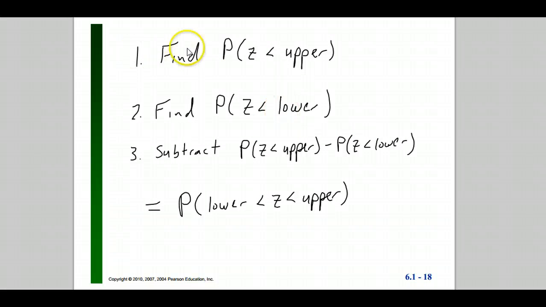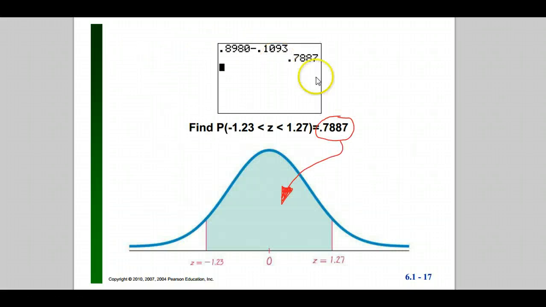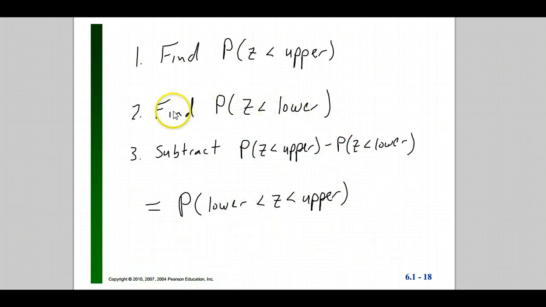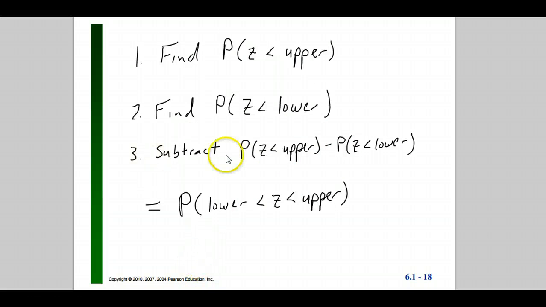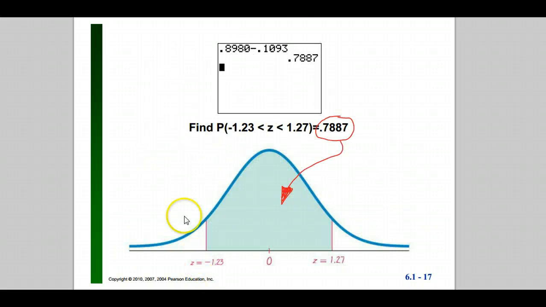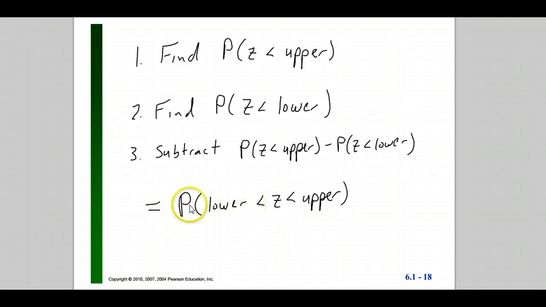And then just as a summary, this is how we do it. We find the probability z is less than the upper value. That's what we did right here, when we got 0.8980, the probability we're less than this. Then you find the probability z is less than the lower value. That's when we got the 0.1093, the area to the left of this. And then we subtracted those two, and that's what we're doing right here. That'll give you the probability that we're between those two scores.